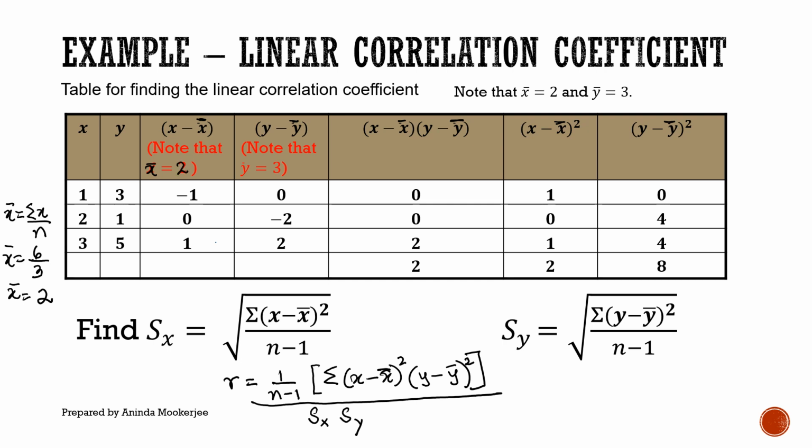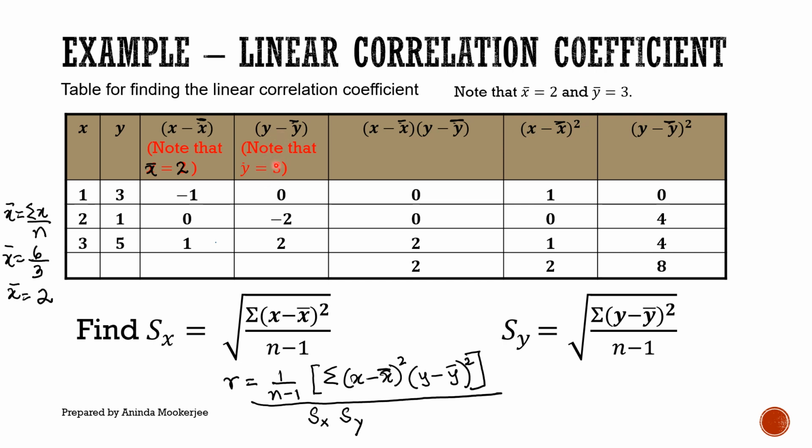All right. And what we do here, in the third column, is subtract the x bar value from each of these individual x values. So 1 minus 2 is negative 1, 2 minus 2 is 0, 3 minus 2 is 1, and that's how we got our values in the third column.